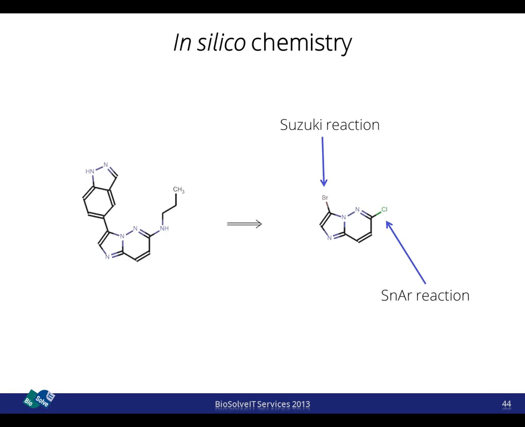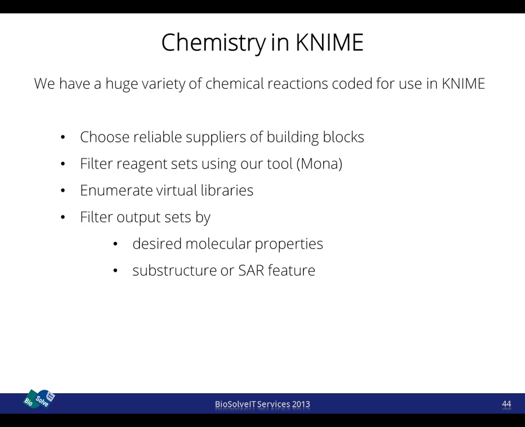What we can also do is in silico chemistry. And so if we take the hit molecule, the chemists among you will see that this is very reasonable. We would take this halogenated heterocycle, we would do a nucleophilic substitution at this position here, then some kind of palladium catalyzed coupling here, and then we would probably be rapidly accessing a large number of analogues.